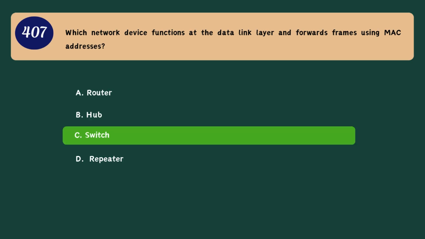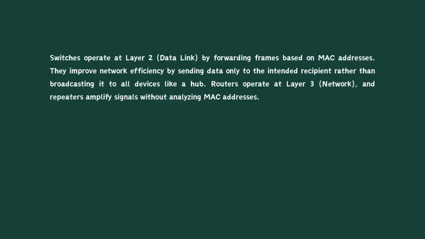Correct answer: C. Switch. Switches operate at layer 2, data link. By forwarding frames based on MAC addresses, they improve network efficiency by sending data only to the intended recipient rather than broadcasting it to all devices like a hub. Routers operate at layer 3, network, and repeaters amplify signals without analyzing MAC addresses.